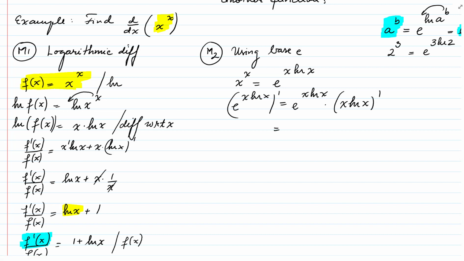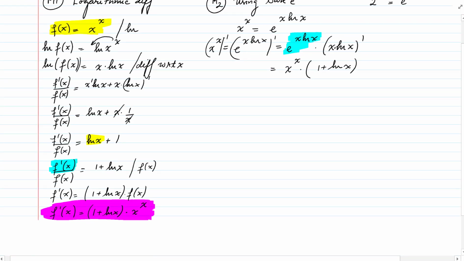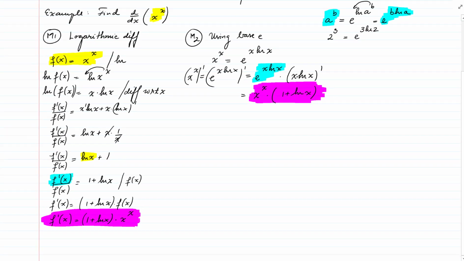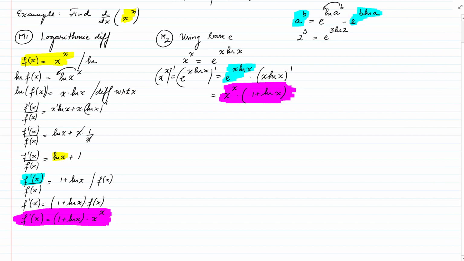Now this factor here, e to x ln x, it's x to the x, what we had before, because that's how we started. We started with x to the x prime, we wrote it as base e, so we are going back to the original one. And then x times ln x is the product rule which we used before, and we got 1 plus ln x. So in other words, if we compare the two results, we got the same thing by using two different methods.